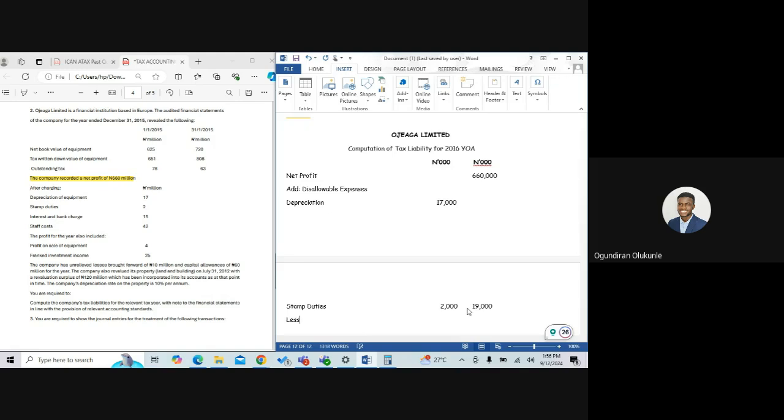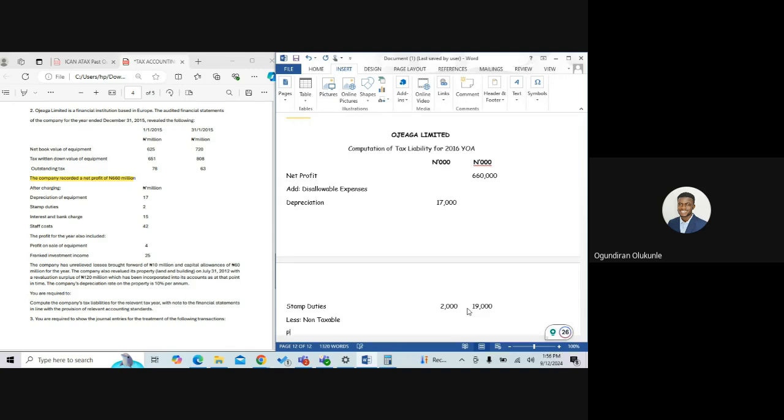Then less expenses on issue of shares. Where's the issue of shares? I'm asking, is it allowable or disallowable? Expenses on issue of shares is disallowed.